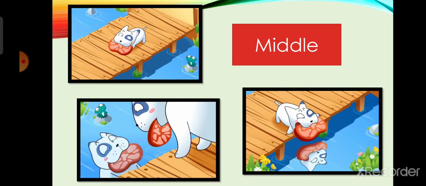Then comes the middle, where we find a problem. Soon after that, the dog reached a stream. While crossing the bridge, he saw his own reflection in the water. He thought it was another dog with a large piece of meat. He wanted to get it also. So he barked at him.